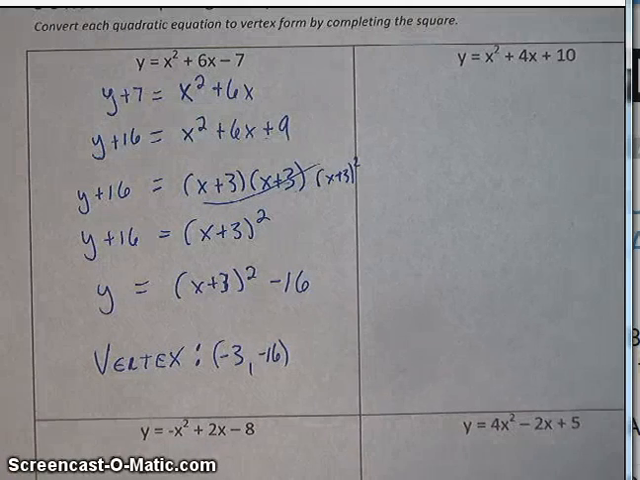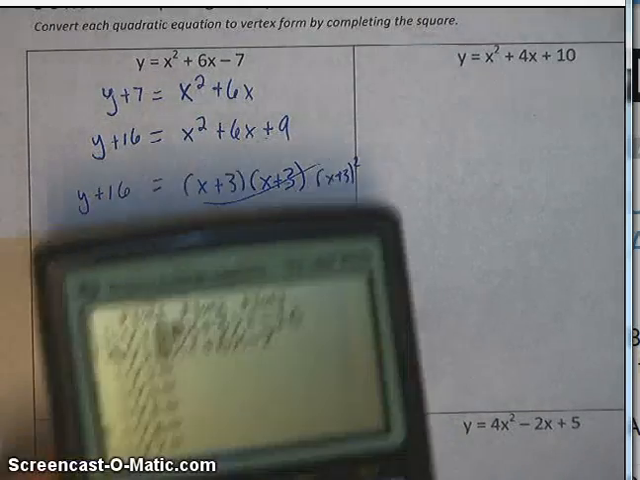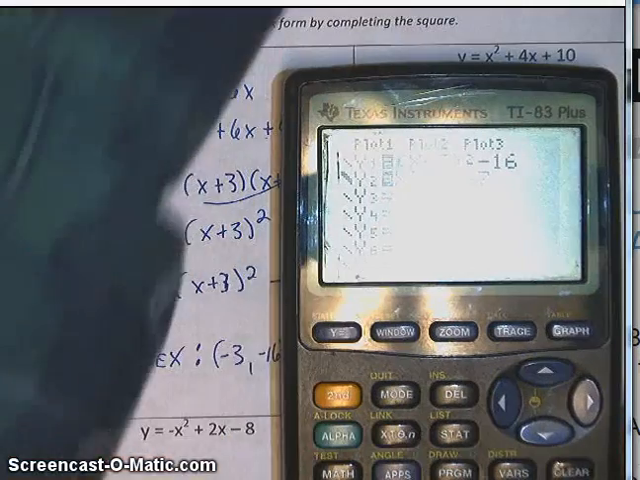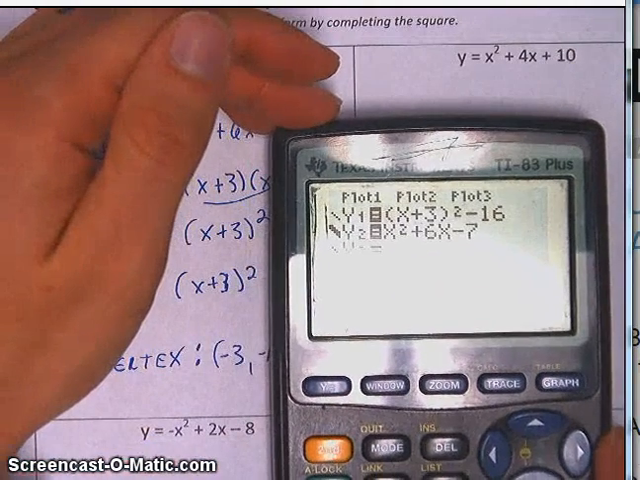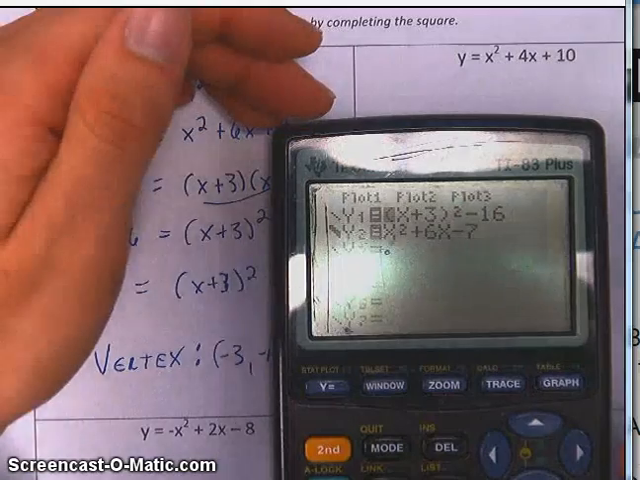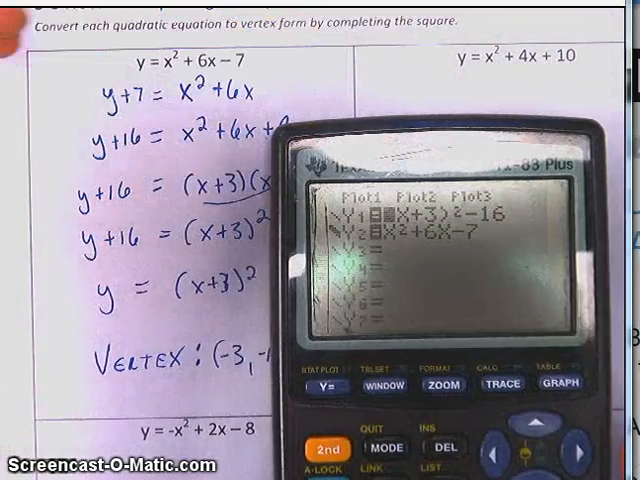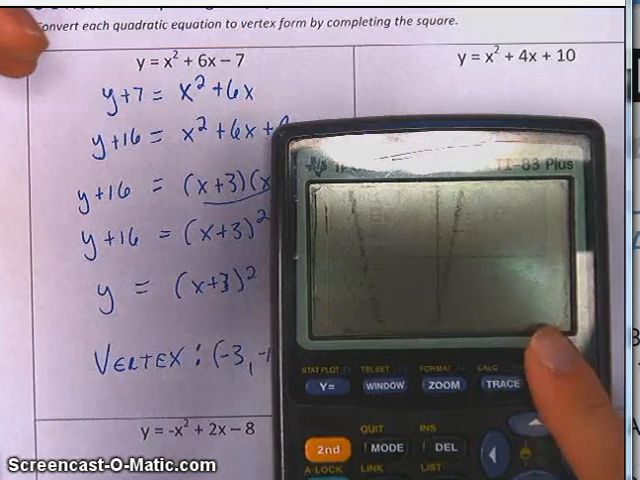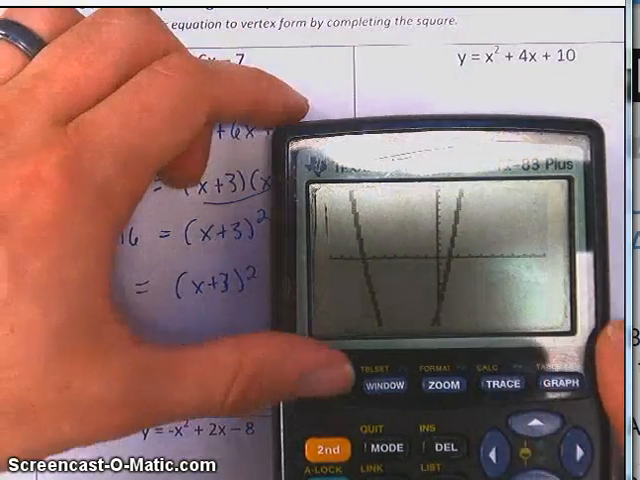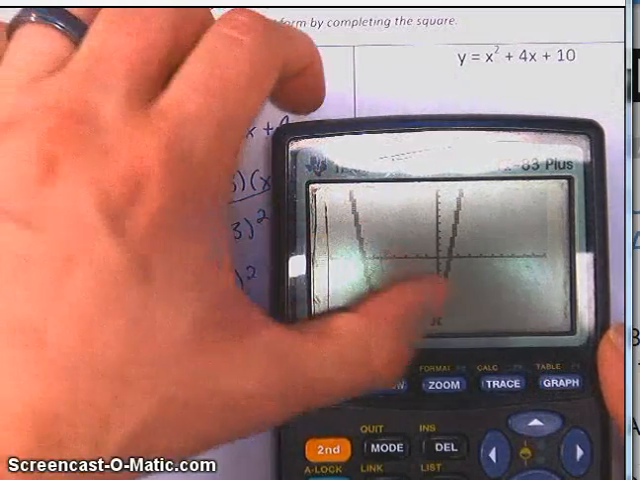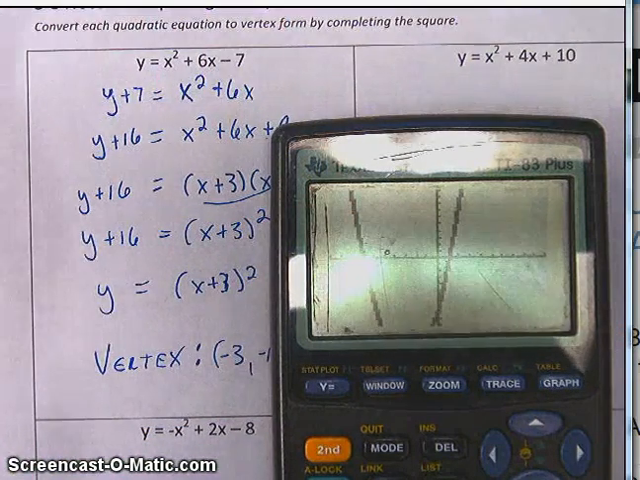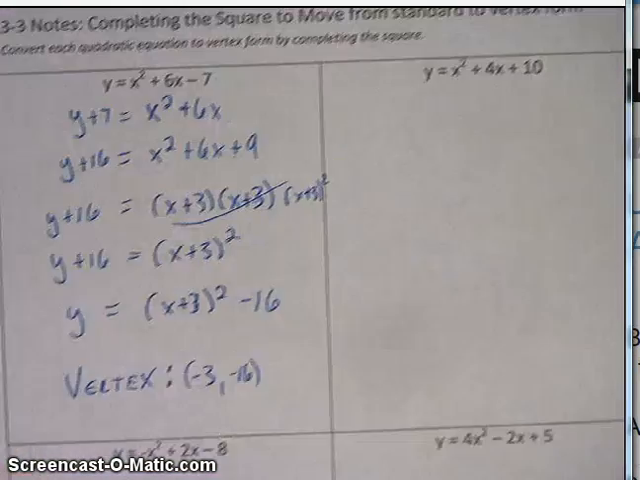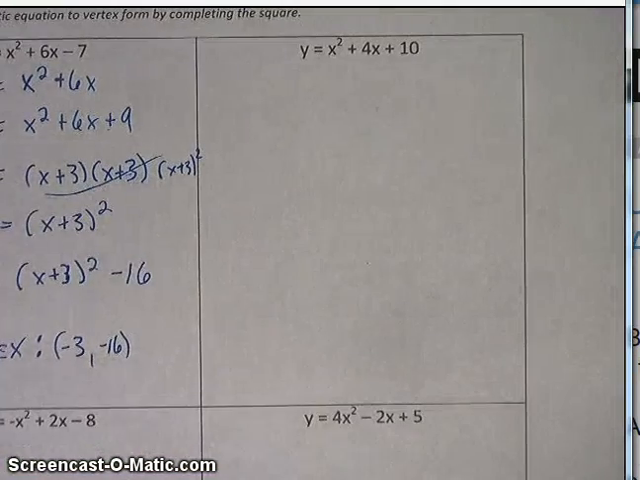Now a nice way to double check that you've done this correctly is in your calculator, go ahead and type in both equations, the original function, x squared plus 6x minus 7, and x plus 3 squared minus 16. When you graph them, they should be the exact same function. If you only see one curve, then you've done it correctly. If you see two, then it's not correct. So that first one was kind of like, okay, that's the first time I've ever seen that. That's kind of weird. Let's do it again.